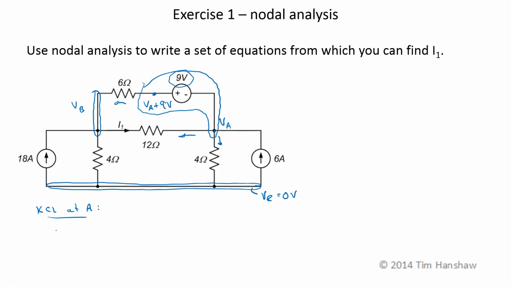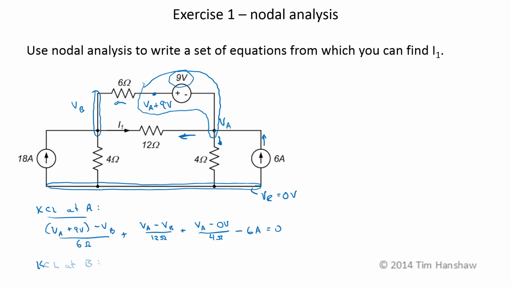So the current through the 6 ohm resistor is going to be V sub A plus 9 volts minus V sub B over 6 ohms. The current through the 12 ohm resistor is just going to be V sub A minus V sub B over 12 ohms. And the current through the 4 ohm resistor, this way being positive, is V sub A minus the reference voltage, which is 0 volts, over 4 ohms. I also have 6 amps coming in from this current source. Currents entering the node will be negative according to my sign convention, so this becomes a minus 6 amps. That all sums to 0.